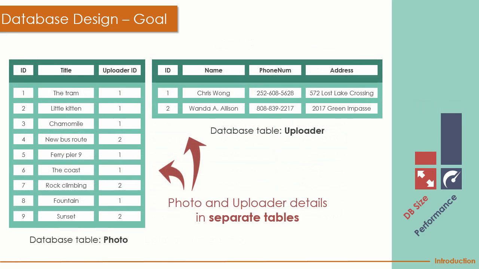So the idea could be we can split the photo and uploader into two tables. In this case, the photo table saves the photo information, and the uploader table saves the uploaded information. The benefit is we can reduce the redundant data, and when you update the uploaded information, you don't need to update a lot of rows in the database.